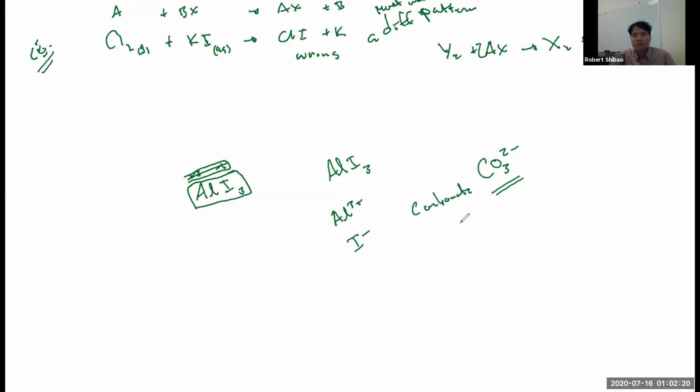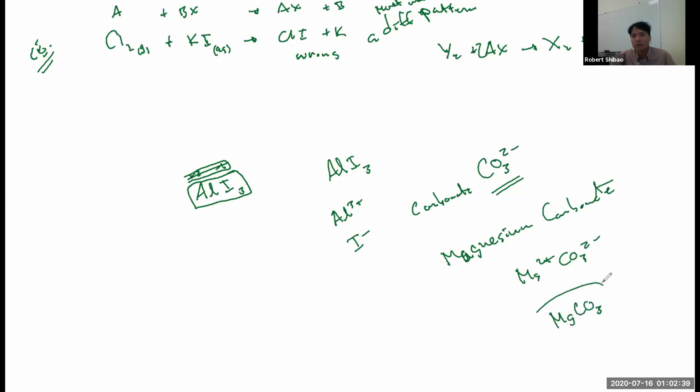Now, if I asked you for magnesium carbonate, there better not be any charges there. If I ask you for magnesium carbonate, I don't want to see any charges. If you use the charges to help you, so for example, magnesium is 2+ and carbonate is 2-, this is not the formula for magnesium carbonate. The formula for magnesium carbonate is MgCO3, no charges there. But it depends on what I ask you.